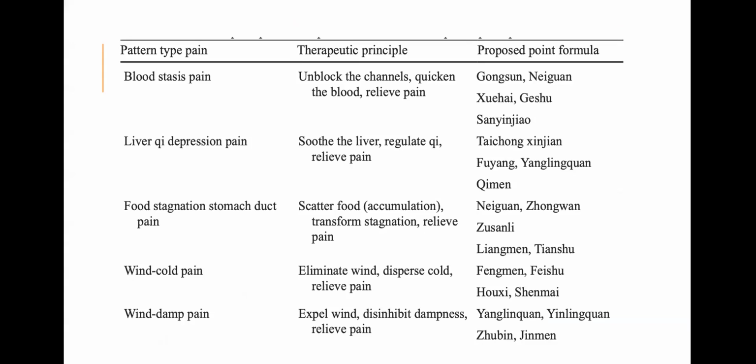If it's wind damp pain, we expel wind, disinhibit dampness, and relieve pain. We use the acupuncture points Yanglingquan, Yinlingquan, Jubin, and Chinmen.